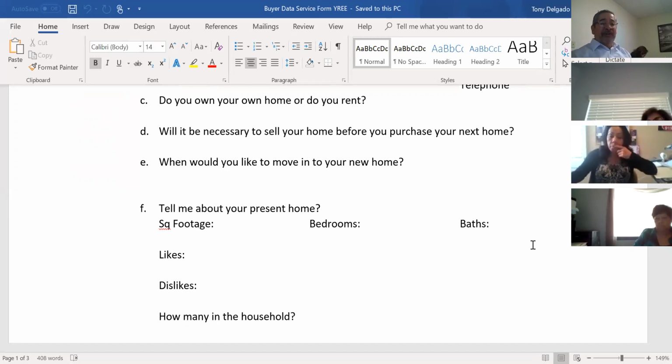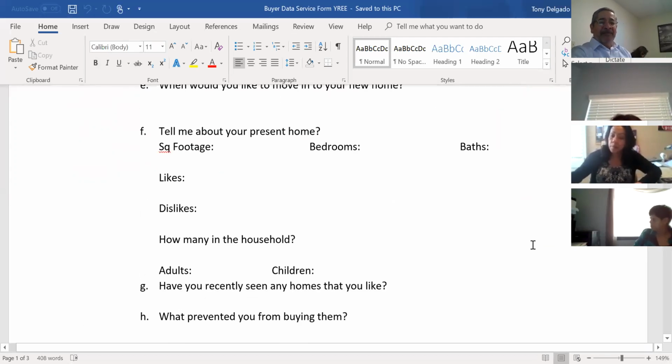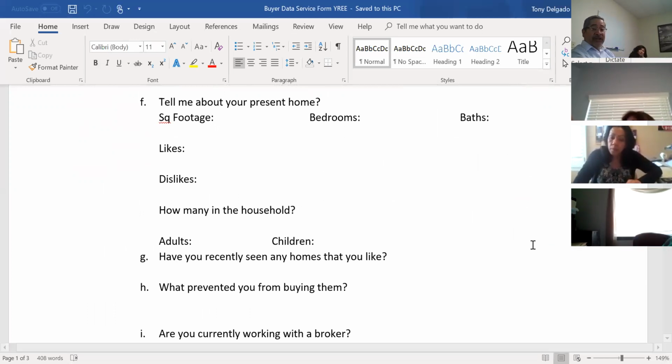That's why this question is in here. When would you like to move into your new home? Letter E. What am I checking? A little bit of motivation and urgency there. Then we keep going. I apologize, guys, if we keep hitting the wrong button. Letter F, tell me about your present home. What's the square footage? Bedrooms, baths, all of those kinds of things. Tell me what you like about your home right now. What don't you like about your home right now?